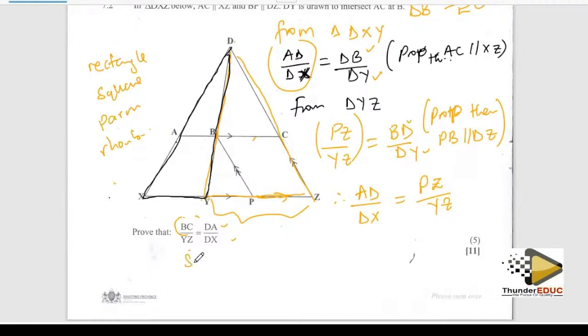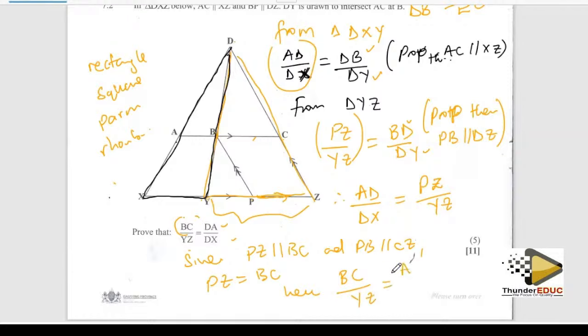So we can say that since PZ is parallel to BC, and PB is parallel to CZ, PZ is equal to BC. Hence, our BC over YZ must be equal to AD, and DA is the same thing. It is equal to DA over DX. Then we're done with that proof.